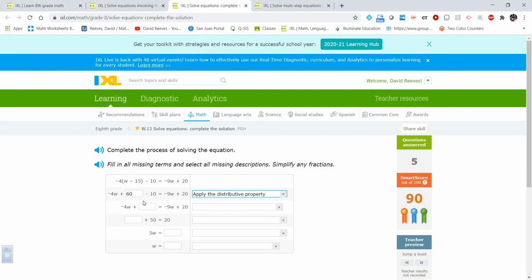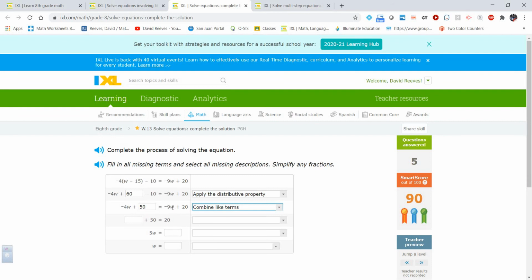Okay, now what are we going to do? We've got that negative 4w still there, but we've only got one box here, and there were 2 things up here. Well, 60 minus 10 is 50, right? So what did we do? We combined our like terms again, and then here we had 2 things, right?